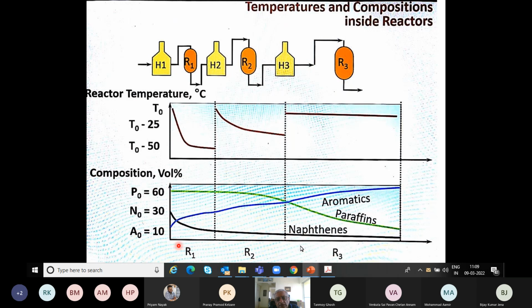If you look at the profile of the three types, that is the naphthenes, paraffins, and aromatics, right across the three reactors, you will see paraffins keep on reducing as you go towards the third reactor. The naphthenes almost disappear, while both of them get converted to aromatics. So at the exit, the aromatic concentration is pretty high.